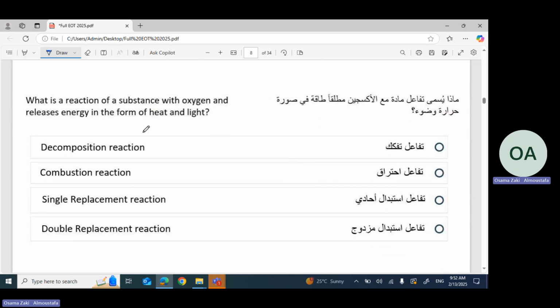Next question. What is the reaction of a substance with oxygen? Okay, so there's a reaction with oxygen. So that means the oxygen will be in the reactants. So this is what? This is a combustion, burning. Okay, and look here, they say it releases energy to form heat and light. So this is another evidence that this is a combustion reaction.